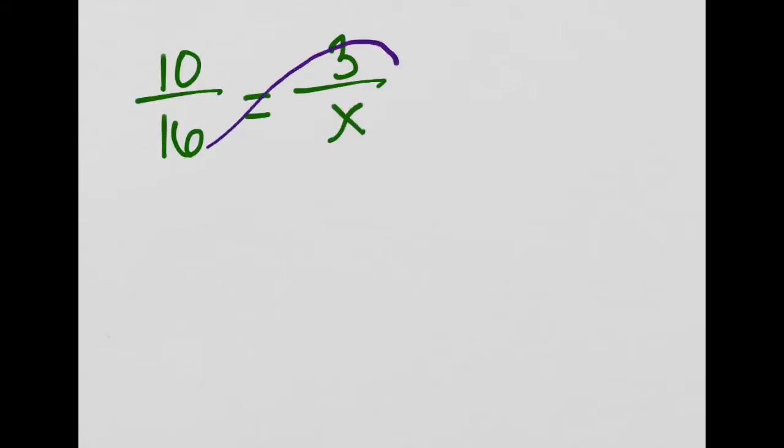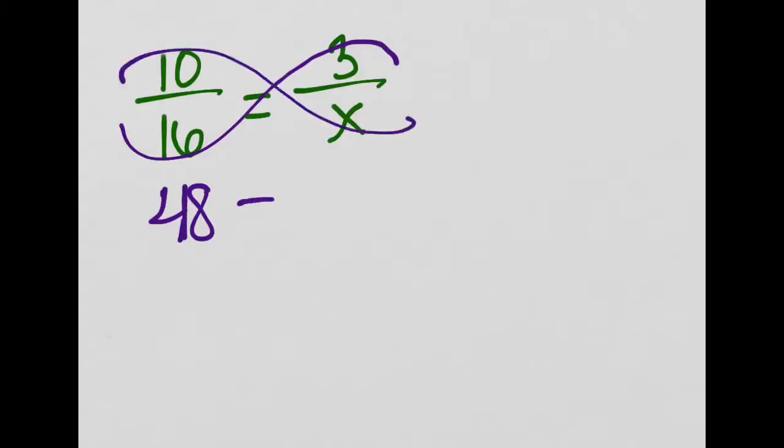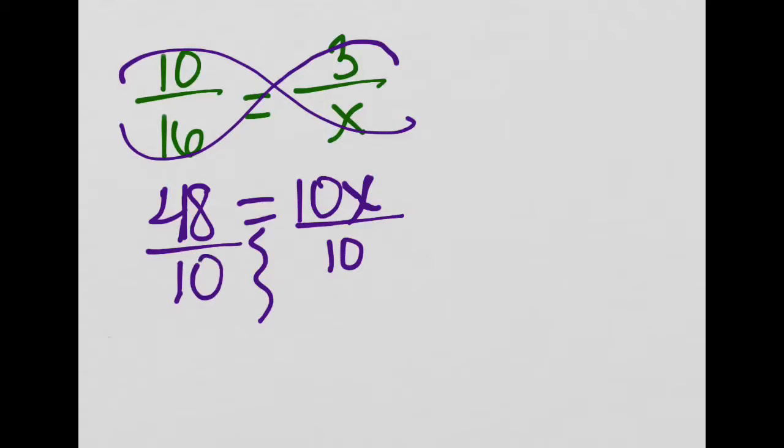Let's say I have 10 over 16 equals 3 over x. I'm going to cross multiply. So I'll say 3 times 16, which is going to be 48. And then I have 10 times x, which is 10x. And in order to solve, this 10 and the x are being multiplied, so I divide both sides by 10.